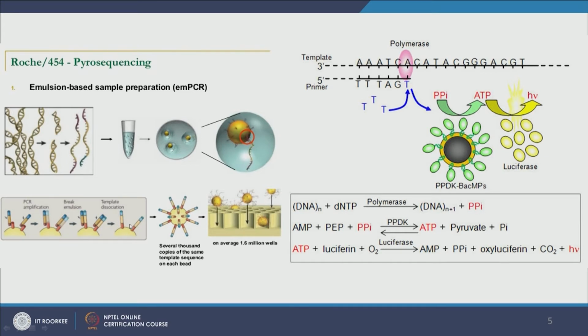You see how the dissociation happens in the denaturing step, and at the end of it we will have several thousand copies of this genetic material sticking to the bead. Now each of these beads is then robotically put into a micro well. So these are millions of wells. Here we have on average 1.6 million wells. They are put in millions of wells where they are sequenced.